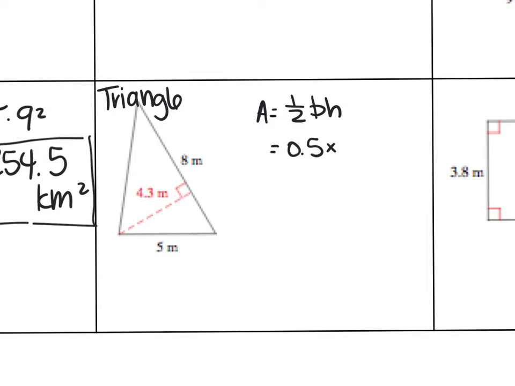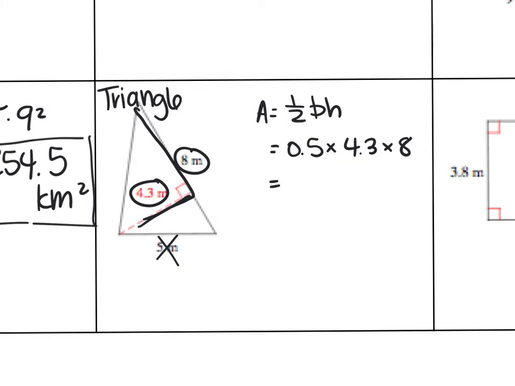8 and 4.3. So see how those two make up that right angle? That's where you're looking. So we don't need the 5. Okay? They try to throw you off on that. So I'm going to do 0.5 times 4.3 times 8. Grace, what'd that give you?